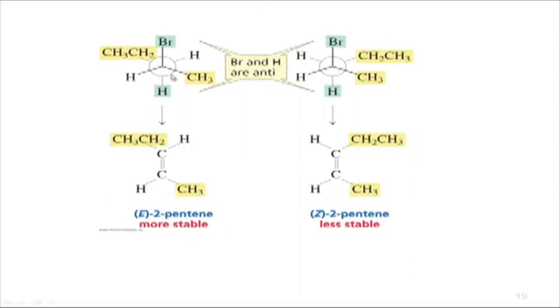Okay. So, although this is the more populated conformer, the more populated conformer is also reacting at a faster rate and resulting in a more stable product via a transition state which is more stable than the transition state involved in elimination from the other conformation. Here there will be tremendous methyl ethyl eclipsing interactions as the elimination is taking place. Okay. So, this is how you convince yourself why this is the major product formed in the elimination of this compound. This is 2-bromopentane. Okay.